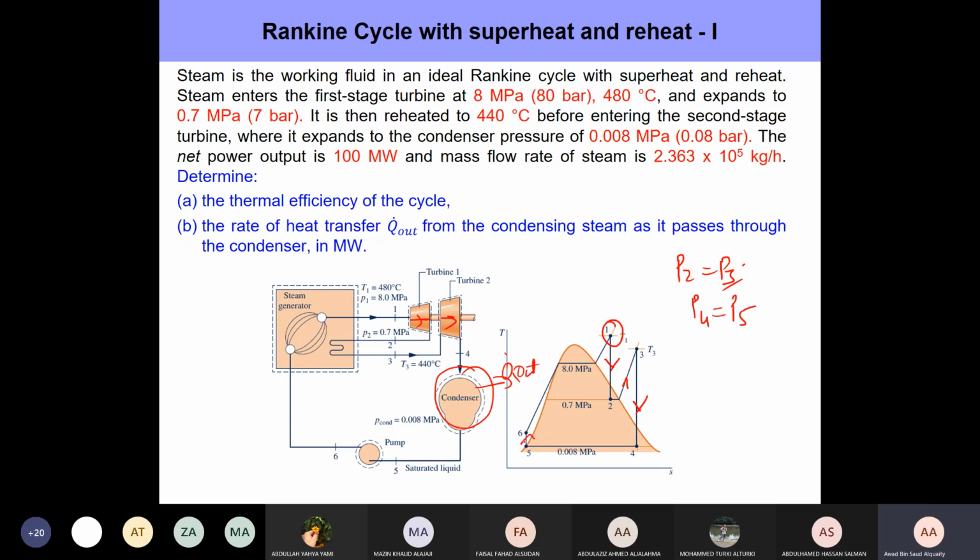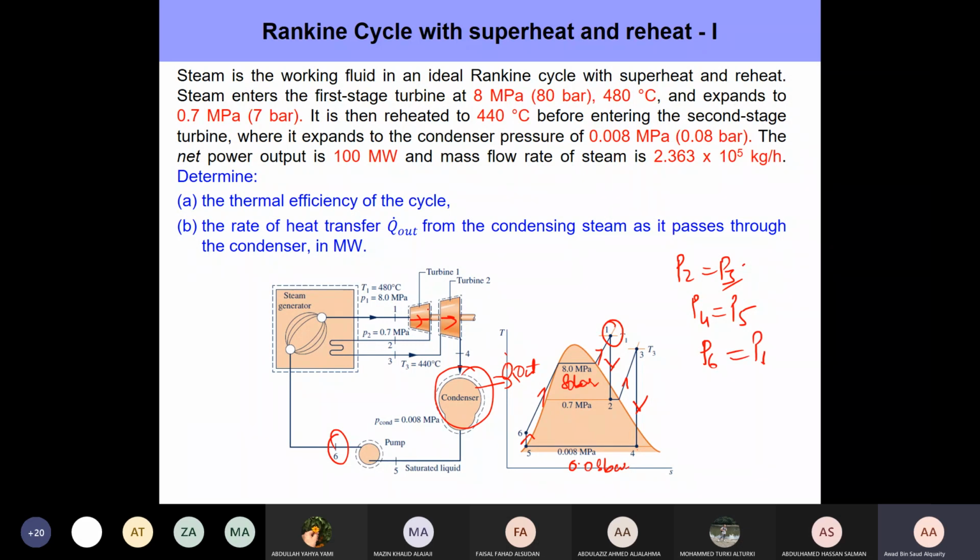From 5 to 6, we're sending it to the pump. The role of the pump is to pressurize the incoming water from 0.08 bar to 80 bar. We're talking about a huge pressure increase, right? So that happens from 5 to 6. Now at 6, we send it to the boiler, and it undergoes heat addition. So 6 to 1 is basically heat addition. This heat addition again occurs at constant pressure, so P6 is equal to P1.